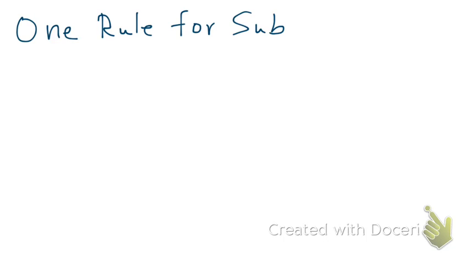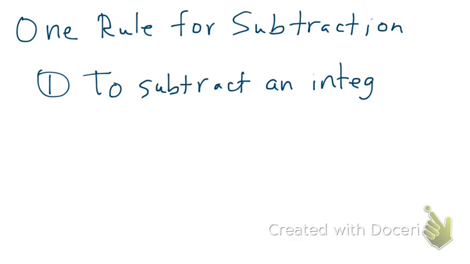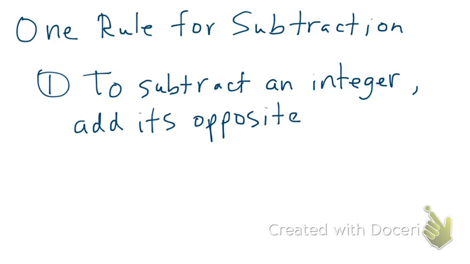Alright. We're going to move on to subtraction. With subtraction, there's just one rule. And basically what we're going to do is we're going to change our subtraction problems to addition problems. So here's the rule. To subtract an integer, add its opposite. Alright, so let me show you how this works.